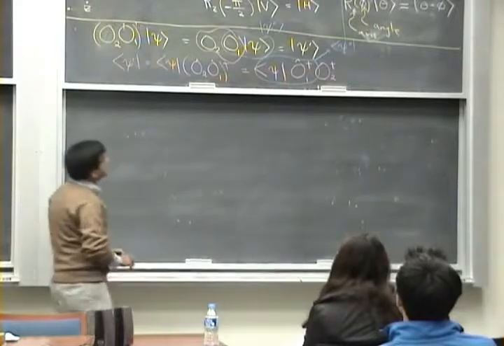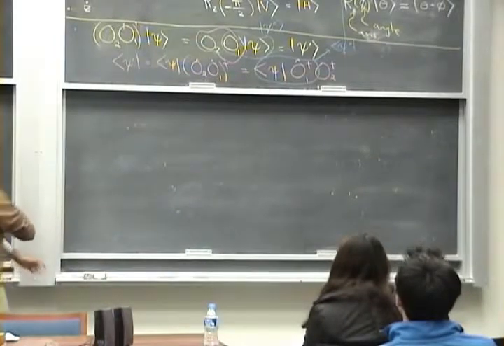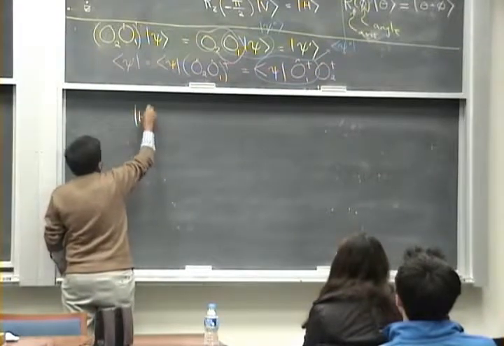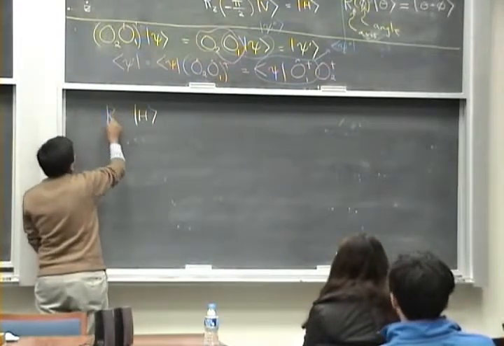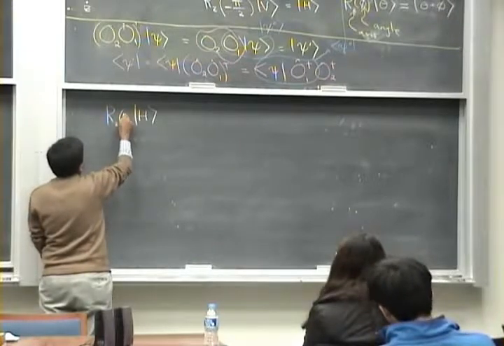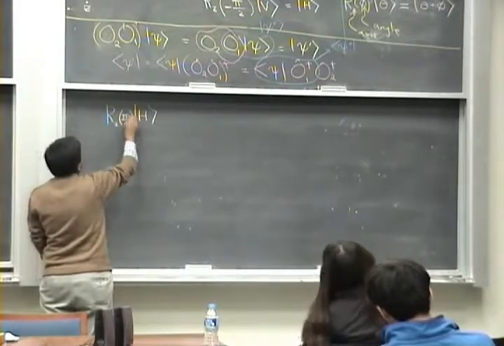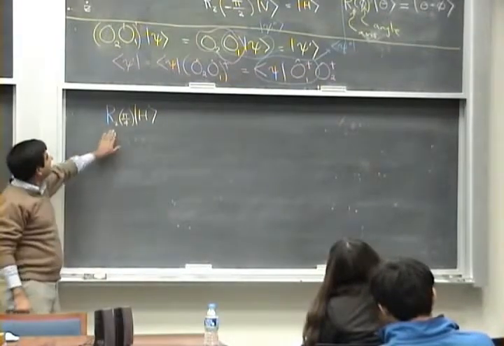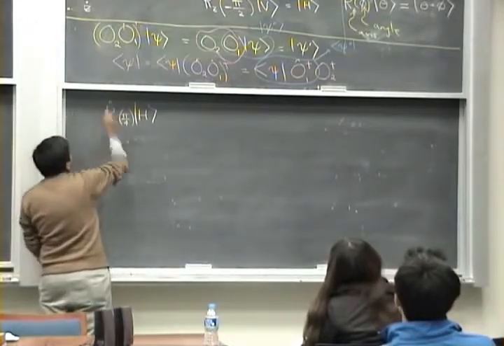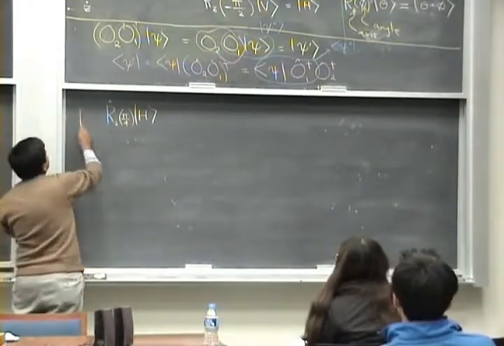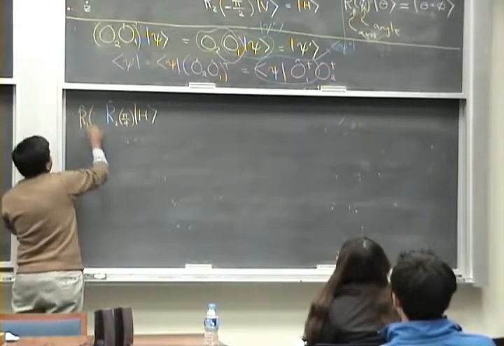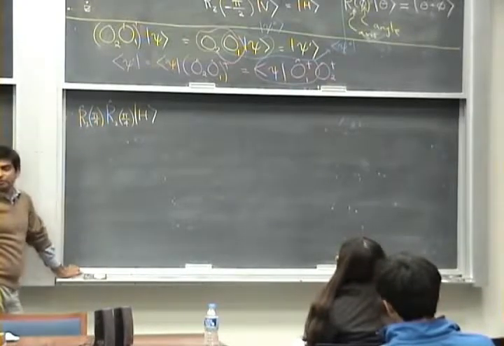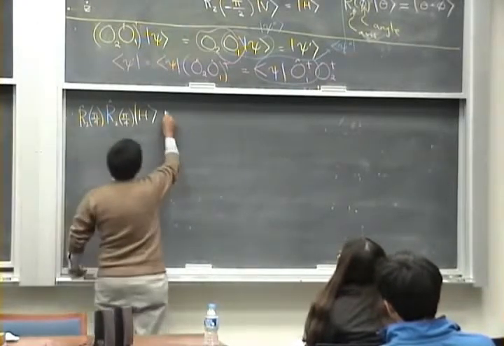Now something very interesting. Suppose I have ket H and RZ 45 degrees acts on it. But I have two operators acting on the state. One is RZ through a 45 degrees angle followed by another identical operator. So what's the final output? Ket D.